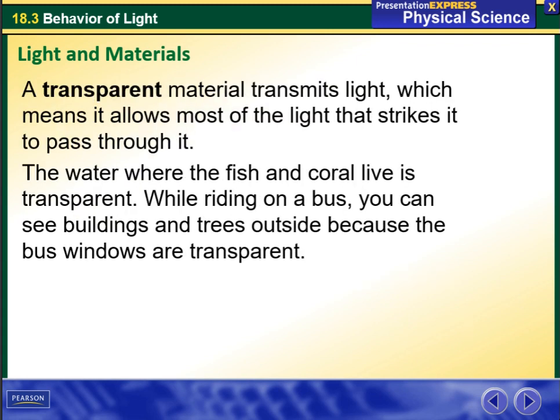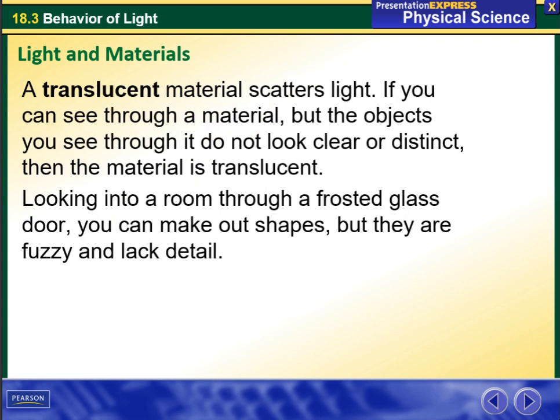A transparent material transmits light, which means it allows most of the light that strikes it to pass through it. The water, where the fish and coral live, is transparent. While riding on a bus, you can see buildings and trees outside because the bus windows are transparent.